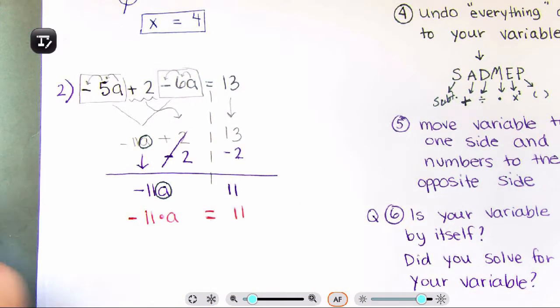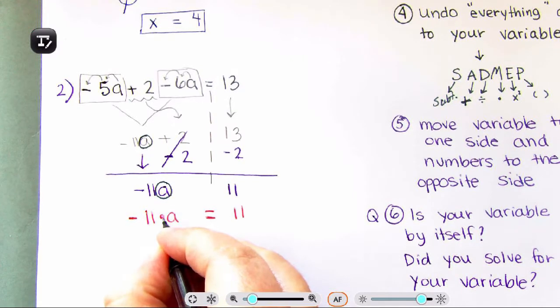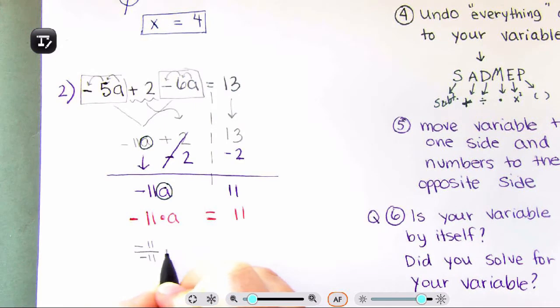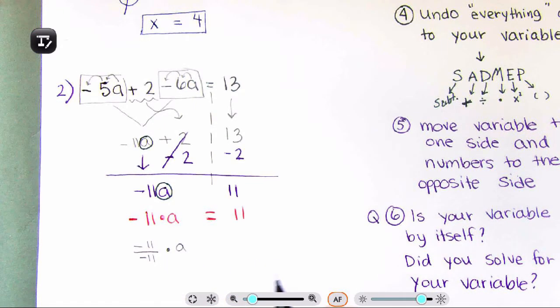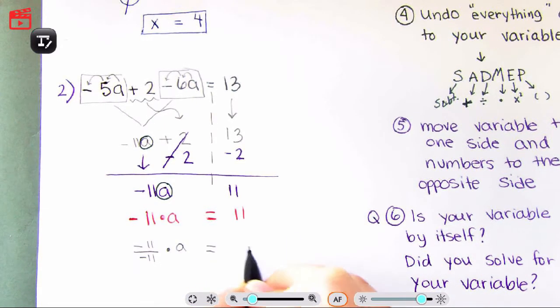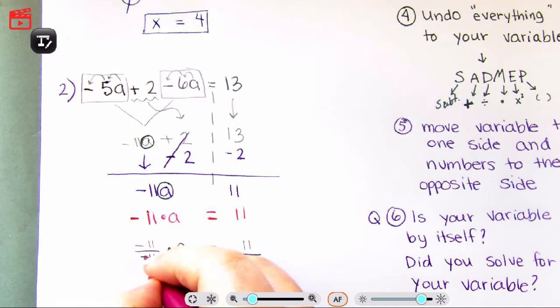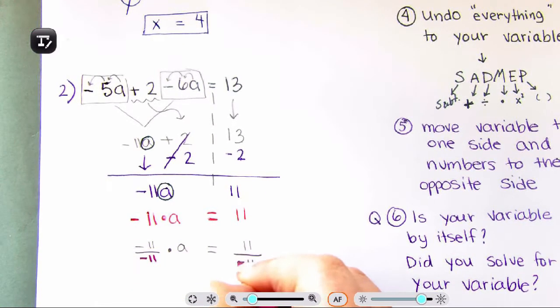So how do we undo multiplication? We're going to undo multiplication by division by that same number. So if it's being multiplied by negative 11, we're going to divide by negative 11 on both sides. Okay, you have to have this matching. So if this is negative 11, this is negative 11.